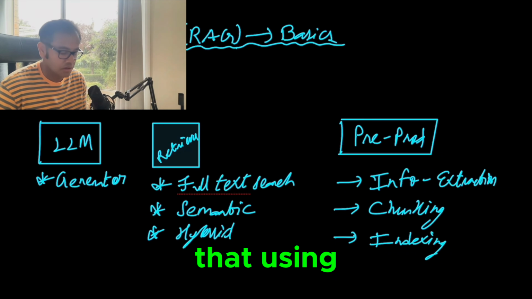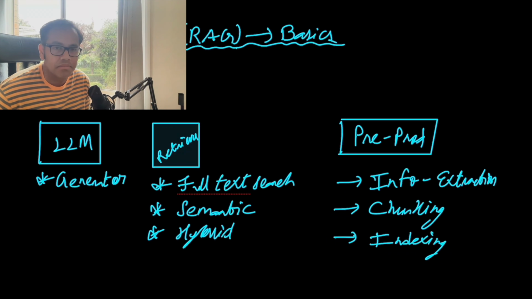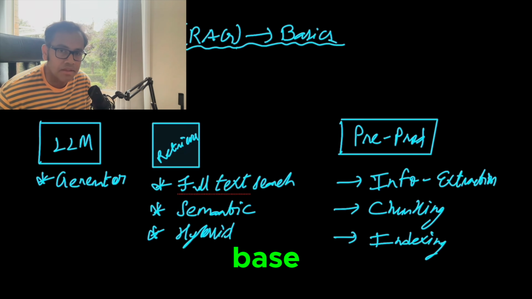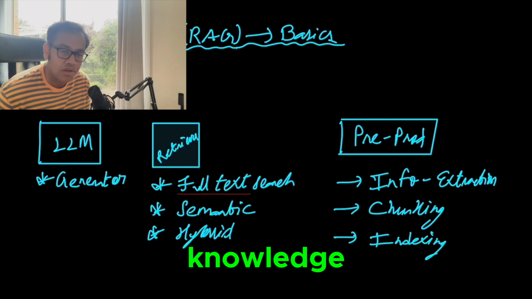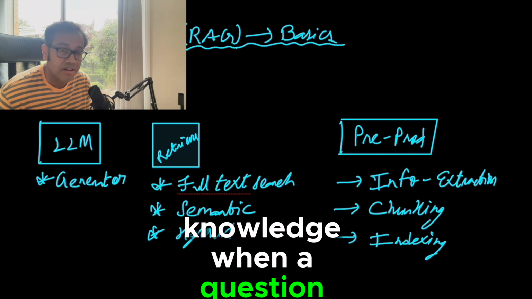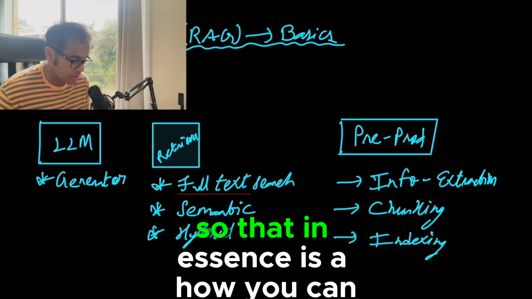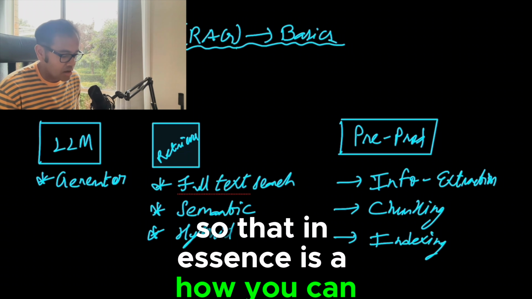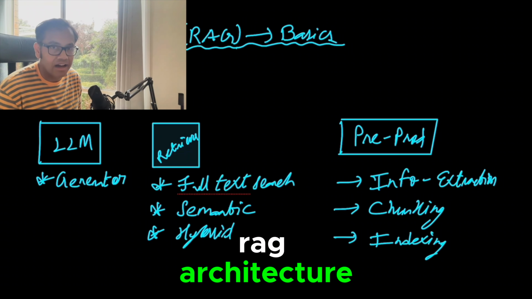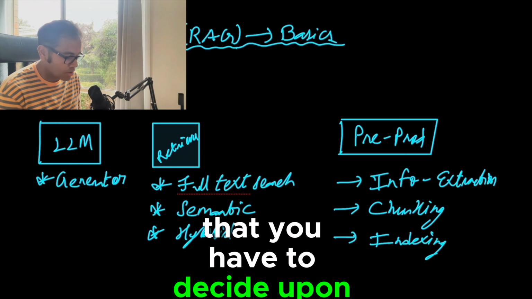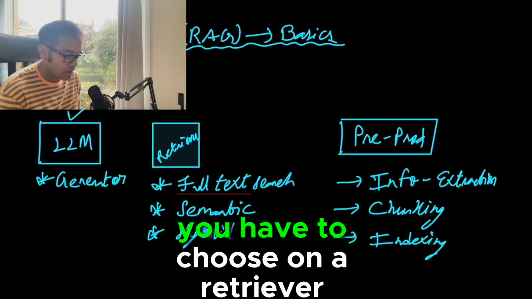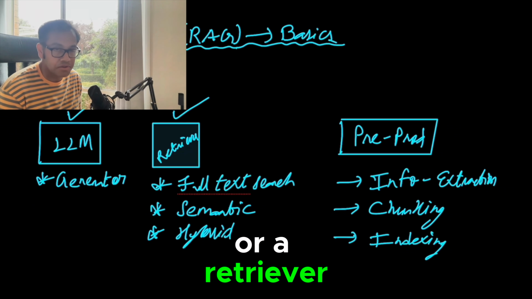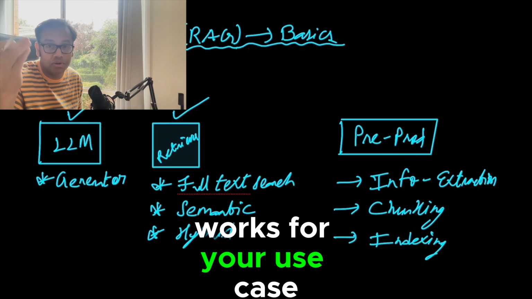Using probably one of the different retrieval methodologies, how do you index your knowledge base in a form so that it's very easy to retrieve the corresponding right knowledge when a question arises from the user? So that in essence is how you should think of a RAG architecture: you have to decide upon a large language model, which large language model you have to choose.